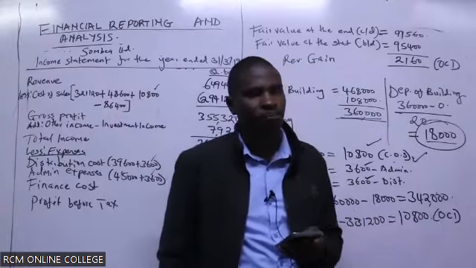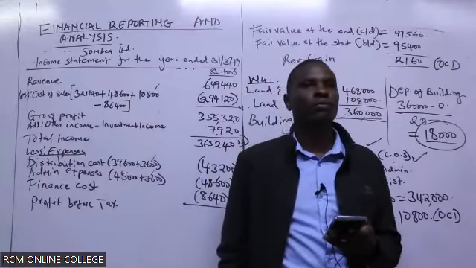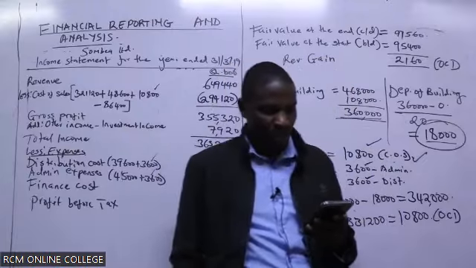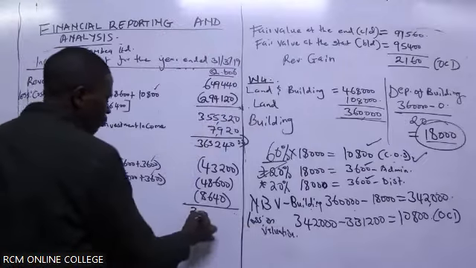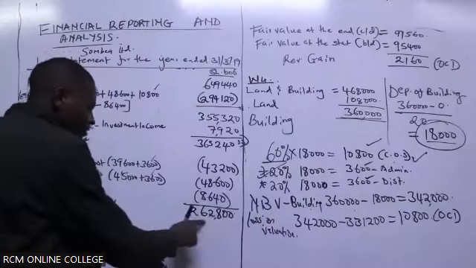We are doing well. So far, so good. 262,800. Everyone should give me something like that. 262,800. Asante sana. Now, this is our profit before tax.